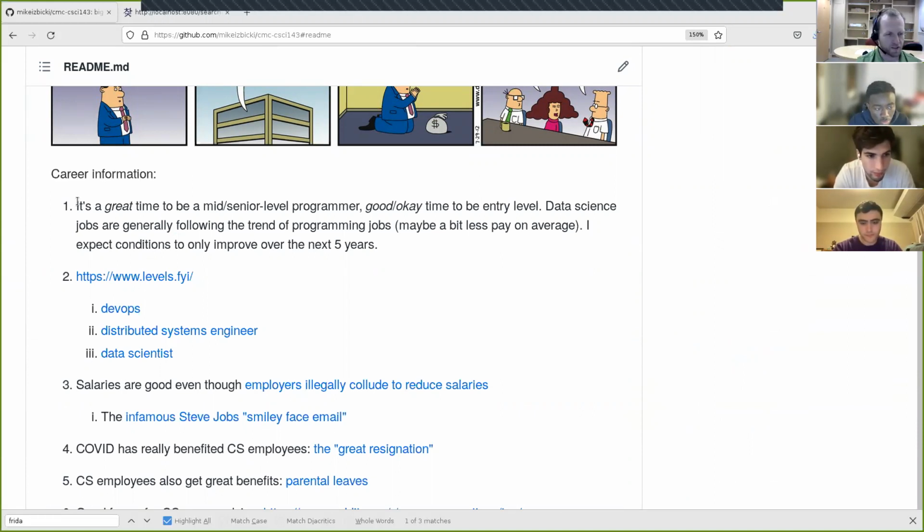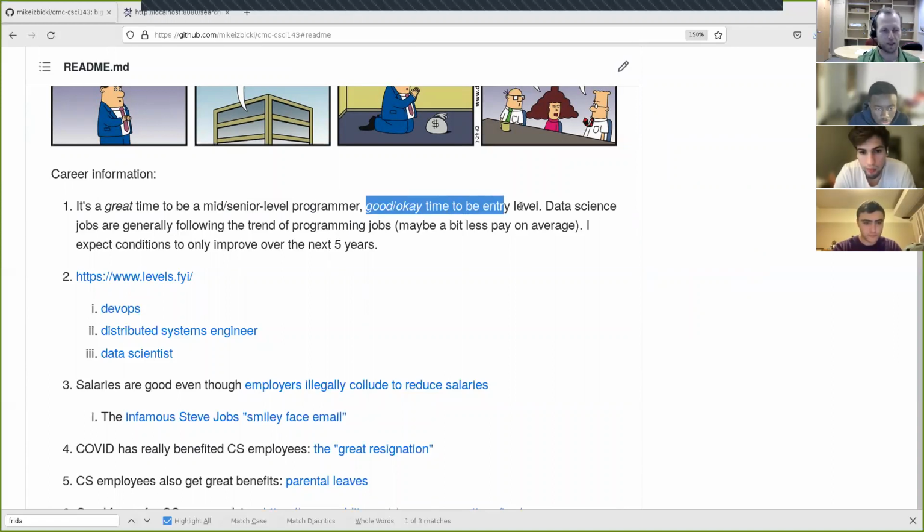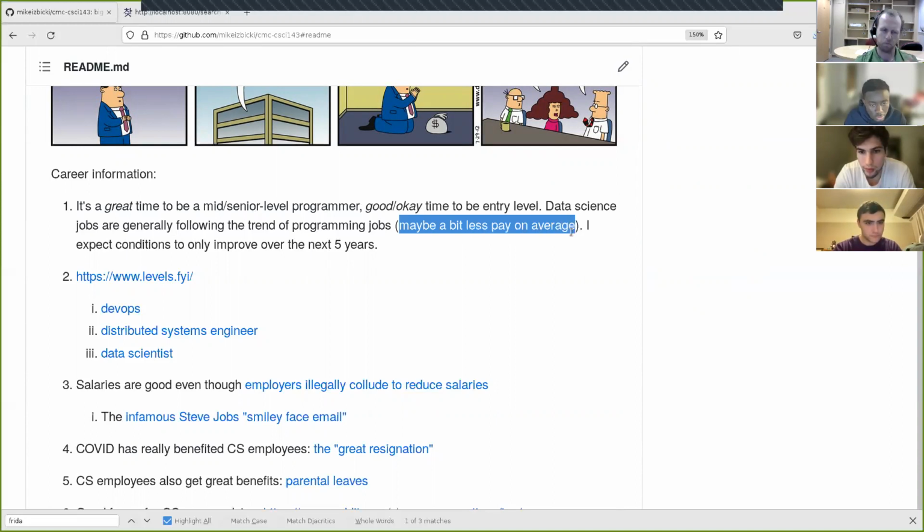The first thing is that for the past few years, it's been a really, really great time to be a mid-level or senior level programmer, and a pretty good time to be entry level. Entry level is always hard because just finding your first job is always a pain, but it's pretty much as good a time as there's ever been. Data science jobs generally follow those same trends, with the exception that current pay is maybe just slightly less than a standard computer science pay. And we'll see that here in a second.